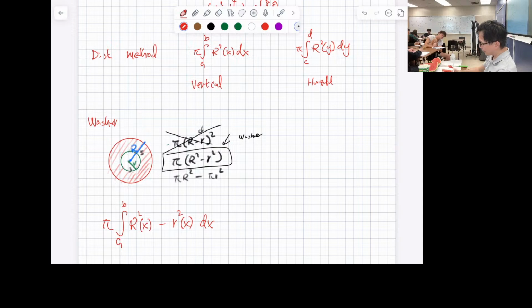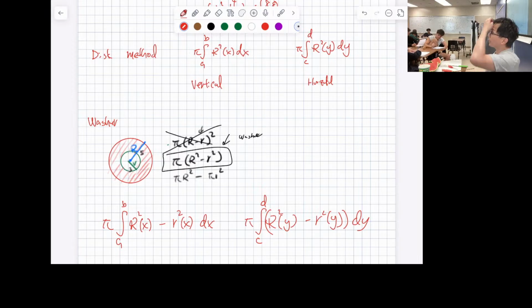A washer method, and then also between c to d, I can do a different type of orientation, and it's going to be in terms of a function of y and dy. And this is pi. So you can have these two situations happen as well if you have a washer.